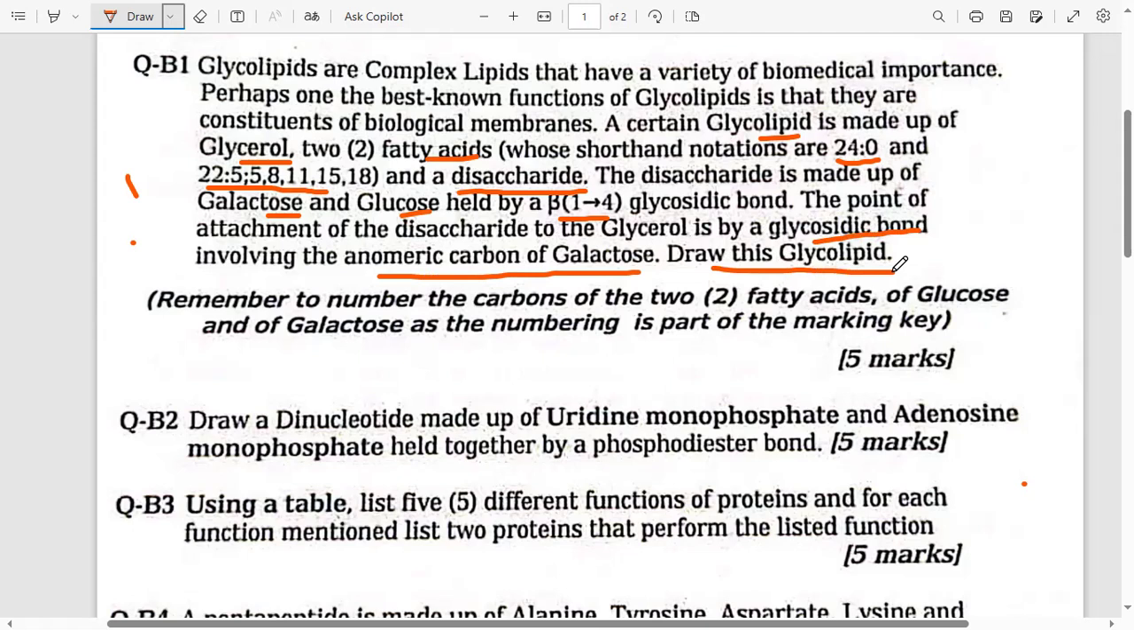Okay, so it's very easy to draw this glycolipid, but first of all, we have to draw the glycerol on its own, the two fatty acids, and then the disaccharide. And then we'll be able to join them to form this glycolipid. So let's draw the glycerol, the two fatty acids, and the disaccharide. Remember, this disaccharide is made up of the galactose and the glucose, so that is just simply lactose. Okay, so let's draw them here.